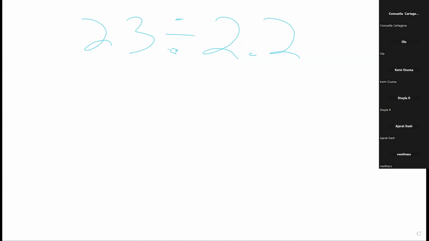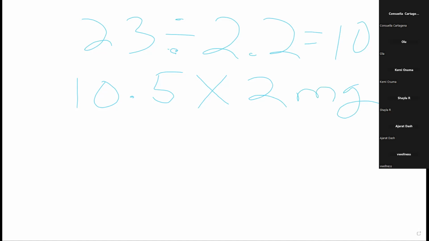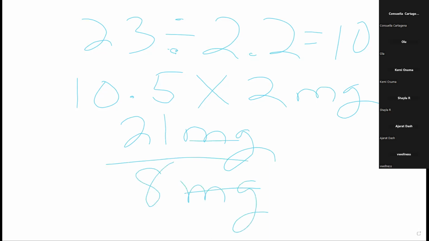All right, are you guys looking at the whiteboard? Yes. Okay, so 23 times 2.2 gave me 10.45, rounded to 10.5. Then we took that times our 2 milligrams, which gave us 21 milligrams. Then we had to divide that by 8 milligrams. Milligrams cross out, and we're left with mLs.